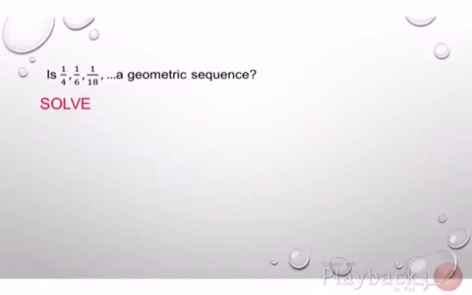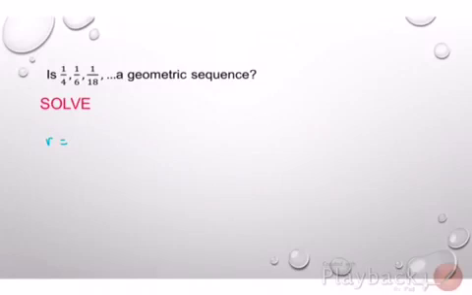Okay, the next example, I'm trying to prove that this is a geometric sequence. I'm not told it's a geometric sequence, I'm trying to show that it is. So in order to show that it is, what does it have to have? It has to have a common ratio. So again, I'm going to look at finding my ratio. So it's term 2 divided by term 1, or term 3 divided by term 2.